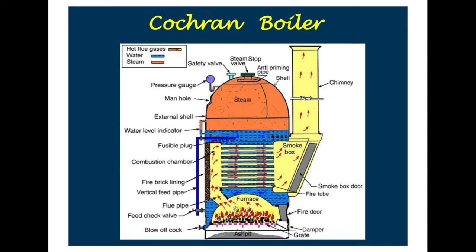In the bottom portion we have the air space, furnace, fire door, damper, grate. The grate will be used to carry the coal during the firing of the furnace, and it also supports the coal as well as allows the air into the coal through the grate holes.